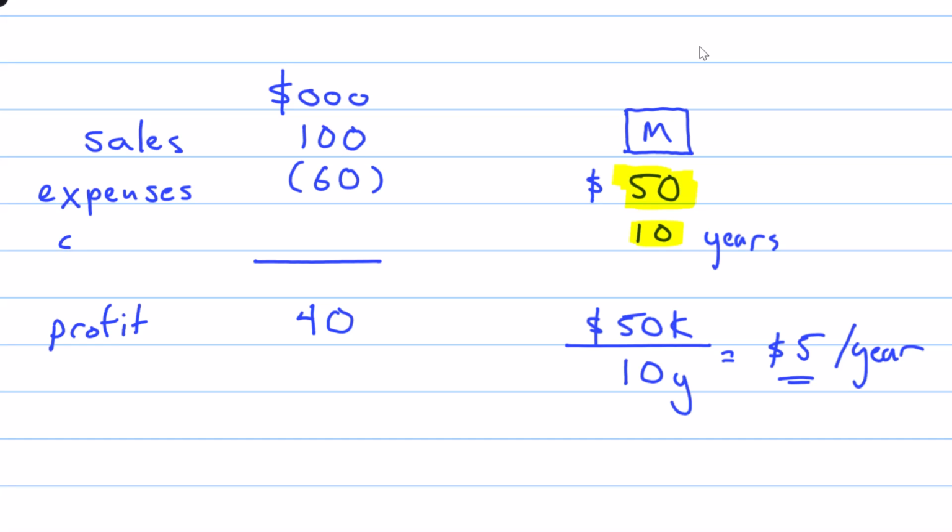So now we could add a new expense. I'll abbreviate it like that, depreciation, 5. That would bring our profit to $35,000 for the year. Friends, that is depreciation in a nutshell.